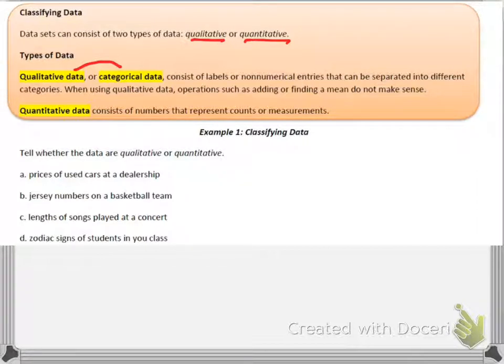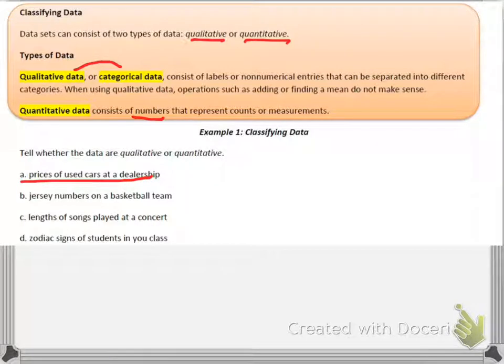Now, when using qualitative data, operations such as adding, finding a mean, finding the median, these things don't make sense, okay? So we use different types of measurements when dealing with categorical or qualitative data. Quantitative data is data that's going to come in the form of numbers, okay? And it's going to represent very specific measurements. So down here, we're going to say whether each is qualitative or quantitative.